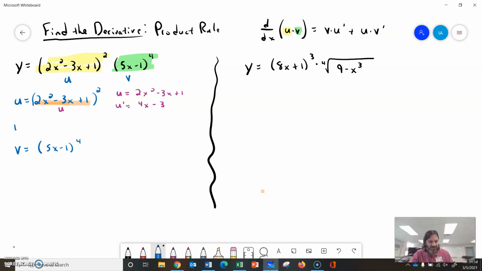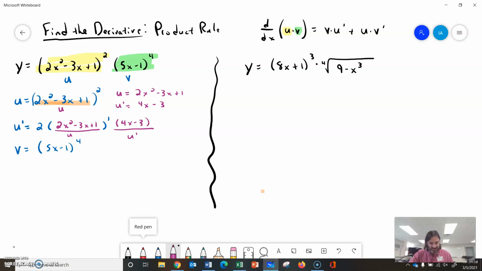As I use this chain rule, u prime will be using the power rule basically on u squared. So the 2 comes out front. I have this placeholder. It'll go down to an exponent of 1. Inside that placeholder we'll put u, and on the outside we'll put u prime. So what do we get there? We get 2 times 2x squared minus 3x plus 1 to the first, which we really don't need the first, but we do need the parentheses. That'll be times 4x minus 3.